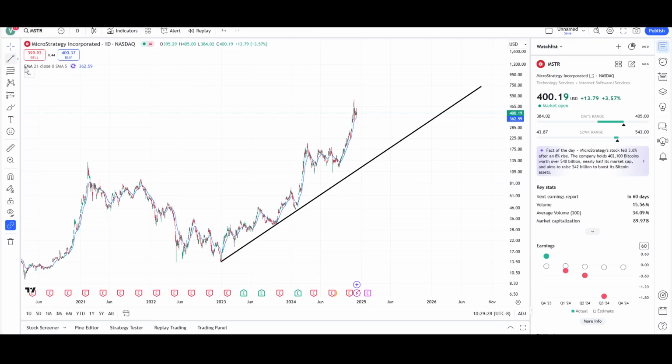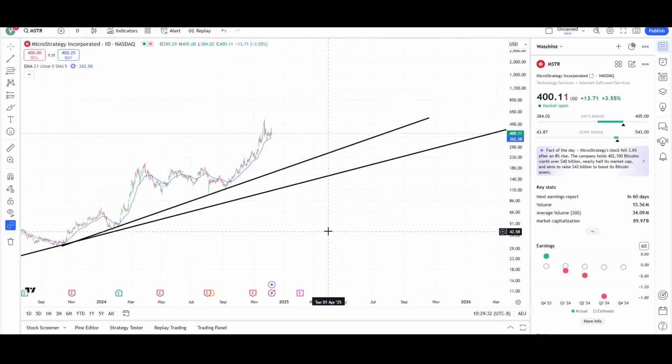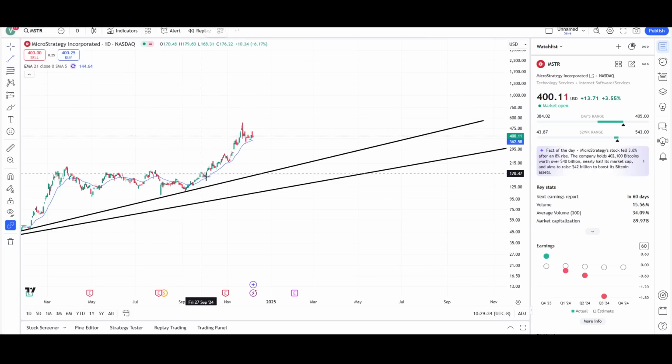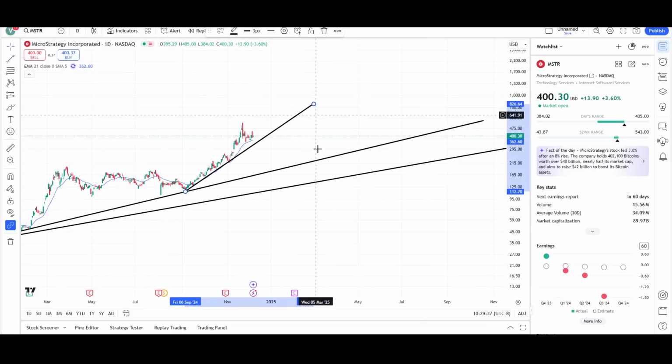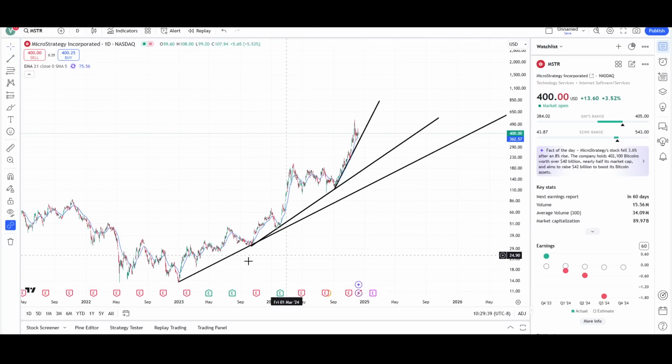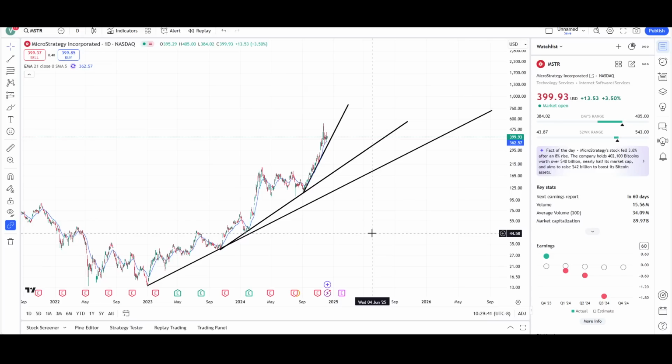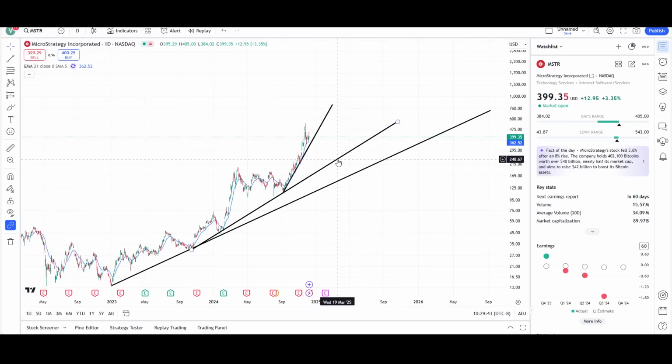And then they went steeper, which means they were getting stronger and stronger. So this was the second angle of attack. And now we are in the third angle of attack as of right now. So this one right over here. So we're currently in the third angle. You can see how the trend gets steeper and steeper. Is this third one going to break and we're going to come down to the second one?